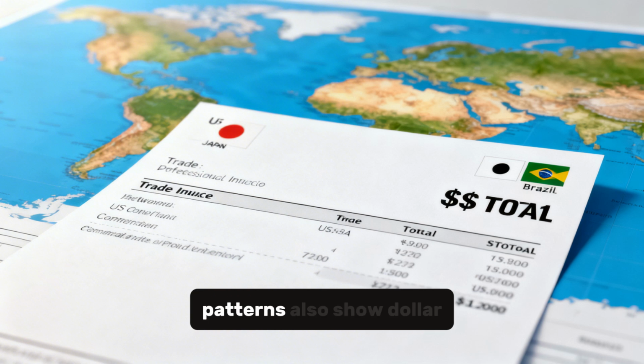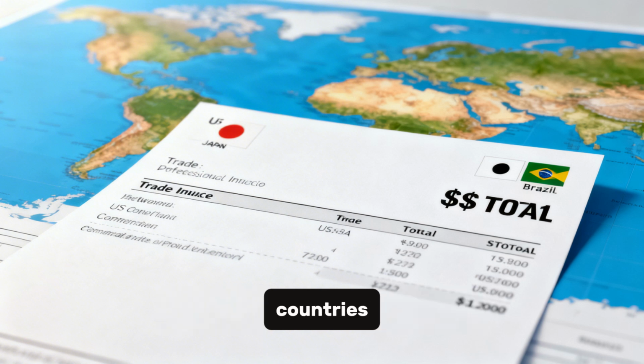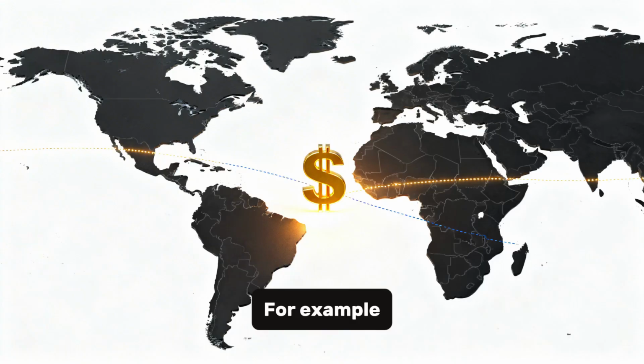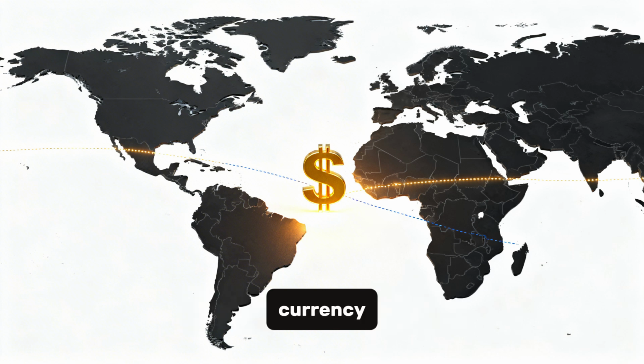Trade invoicing patterns also show dollar dominance. Even trade between two non-US countries often uses dollar pricing. For example, a country in Asia might trade with a country in Africa but still settle the transaction in dollars. This shows the dollar's role as a neutral settlement currency.